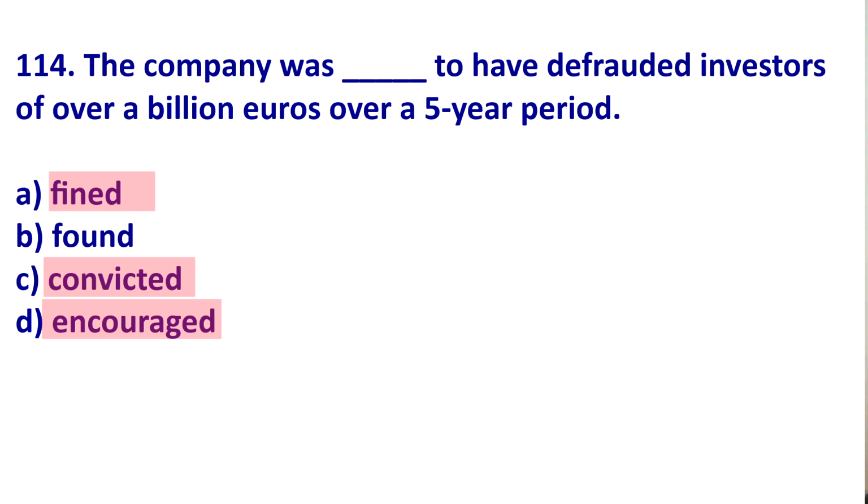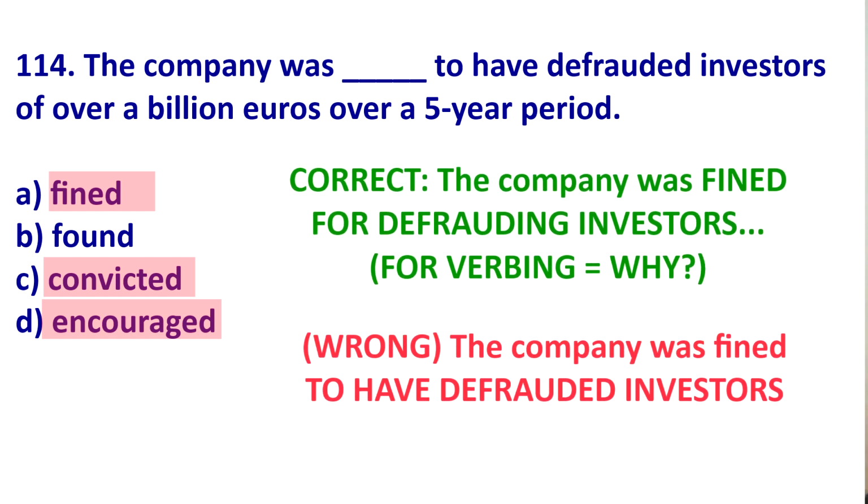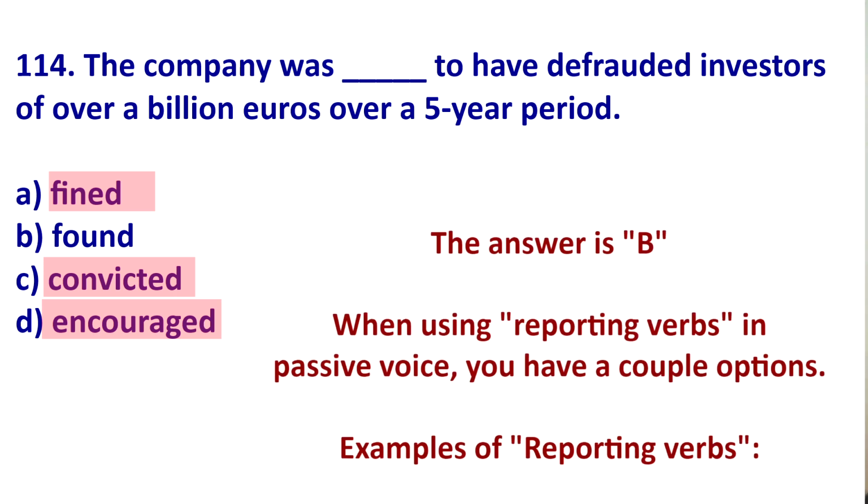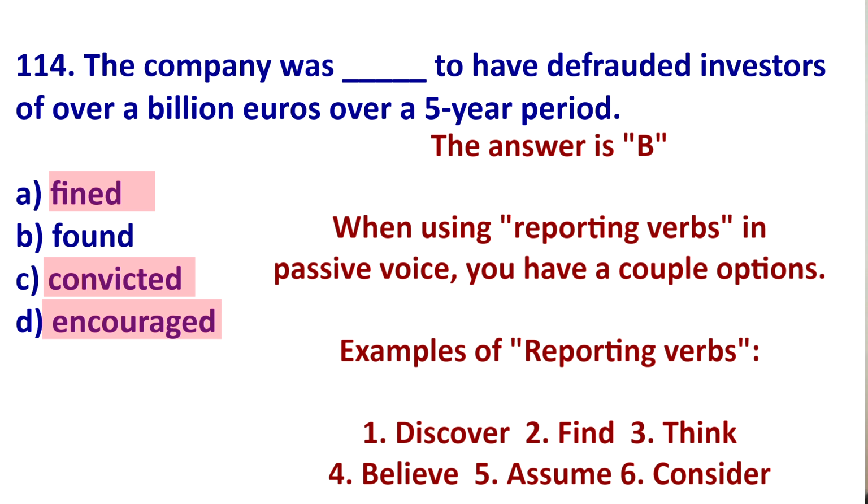So we could say the government fined the company for defrauding customers, but not to have defrauded. Or the company was fined for defrauding customers, but not to have defrauded. So fine is not correct here. So the answer is B, but you're probably wondering why. That's a great question. Let me explain.